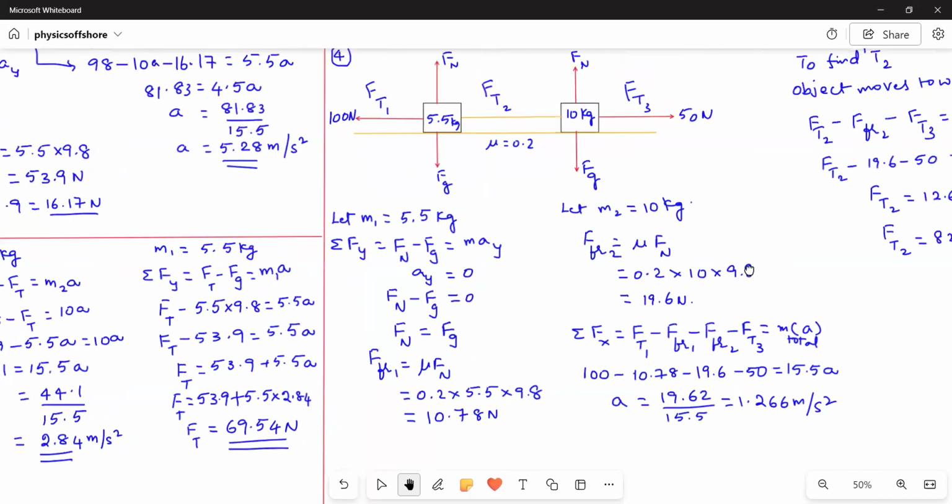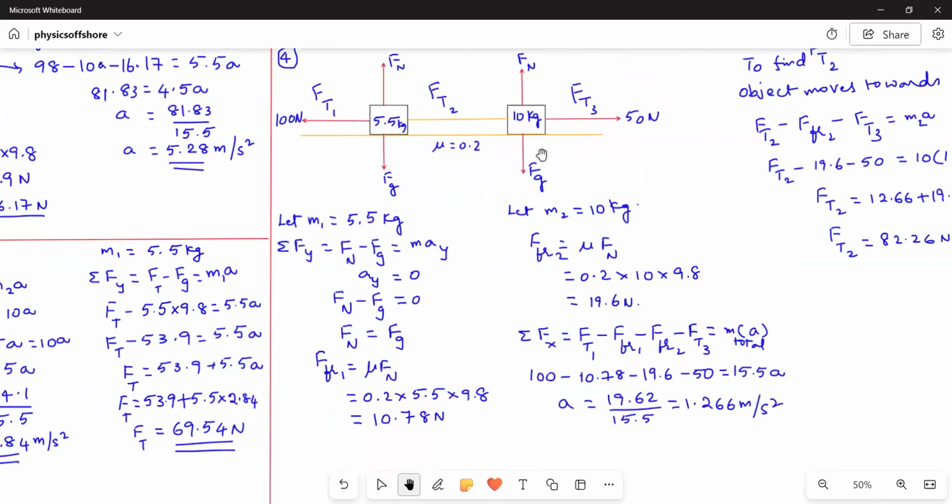Now let us consider the friction between the second mass and the surface. Here again friction is equal to mu Fn. Here we will take the mass as 10 kilograms and calculate the friction between the second mass and the surface as 19.6 newtons. Now let us write the force equation. Net force sigma Fx is equal to, here F tension is acting left and F tension 3 is acting towards right. In between the friction is acting. So Ft1 minus F friction 1 minus F friction 2 minus Ft3 is equal to Ma.